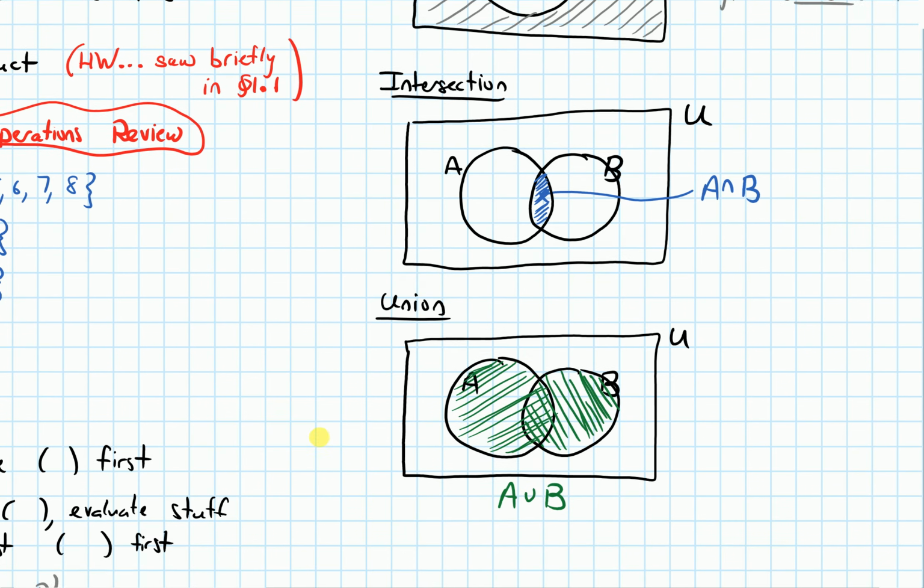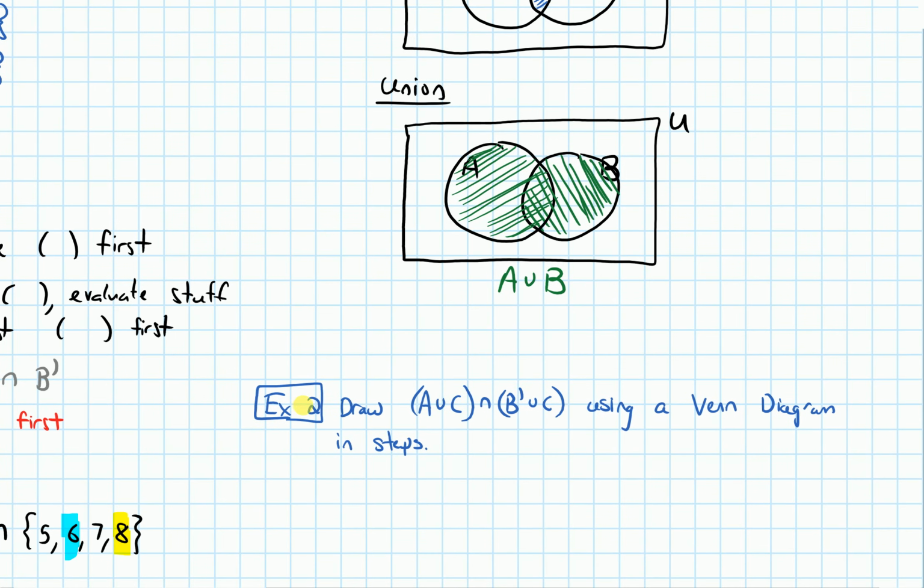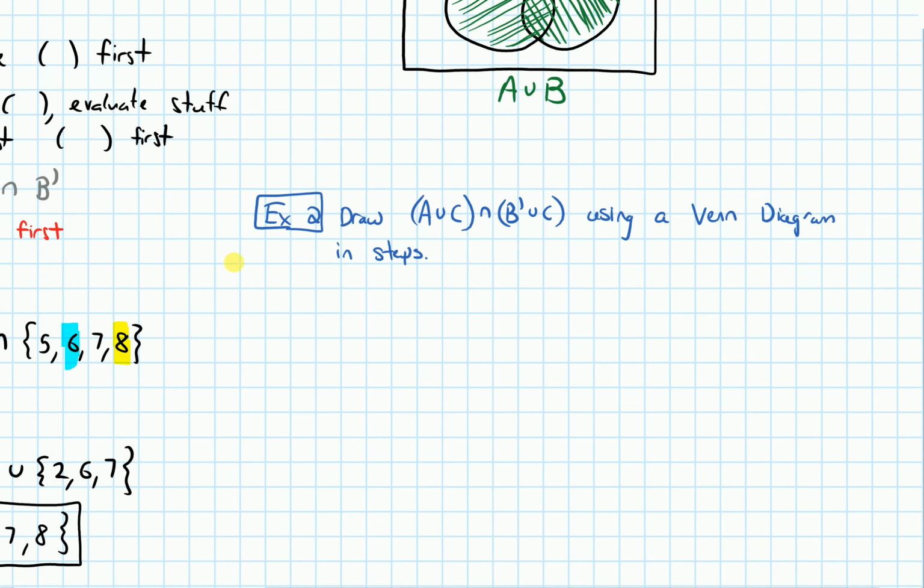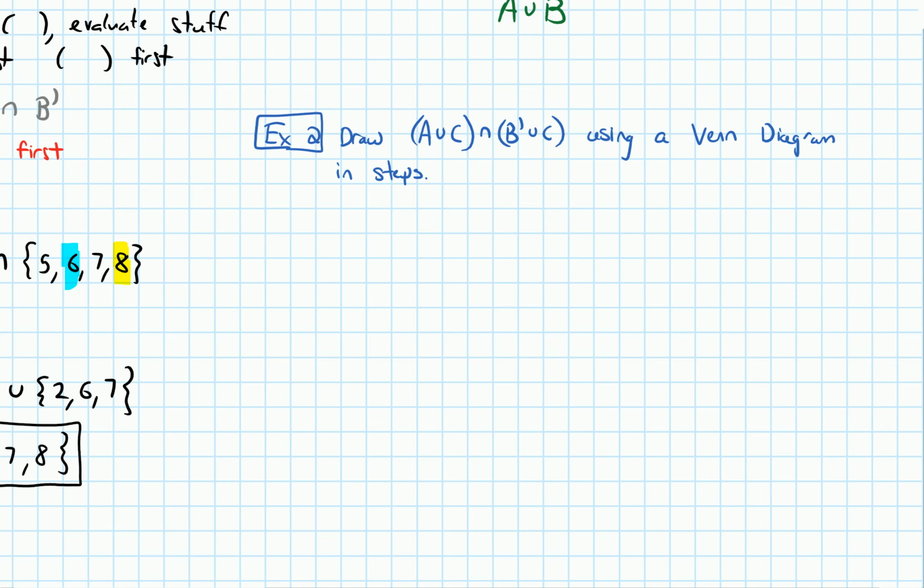Alrighty, so now let's do a more challenging example involving three sets. Let's draw (A union C) intersected with (B complement union C) using a Venn diagram in steps. In steps just means I want us to show how we arrive at the final answer. So it would not be enough to just draw one final picture of the final answer. So we'll talk about how we can do that.